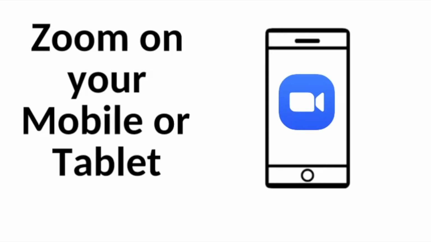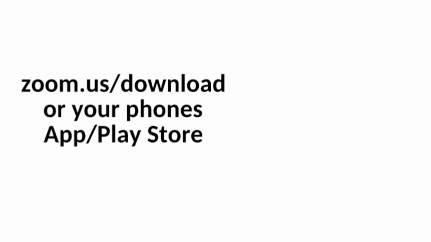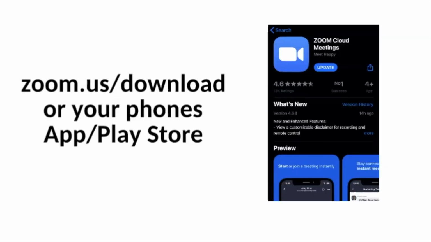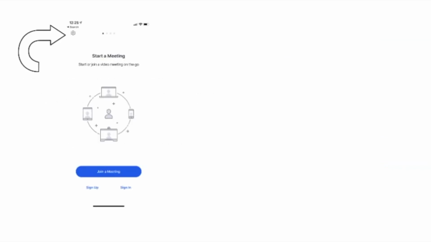Here are the instructions for installing and using Zoom on your mobile or tablet device. To install Zoom, start your browser, go to zoom.us/download, or in your app or Play Store search for Zoom Cloud Meetings. Once installed, launch Zoom to see this home screen.